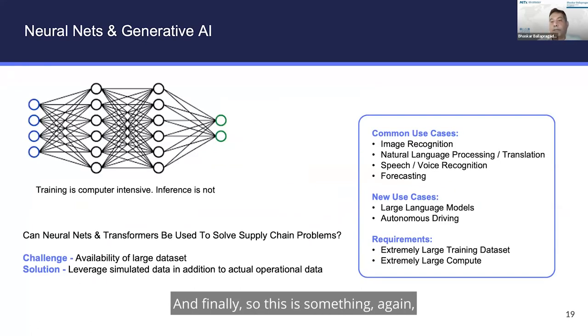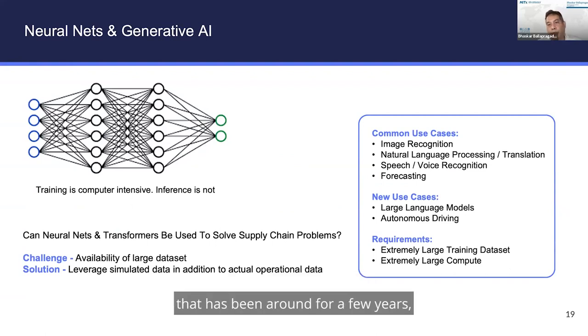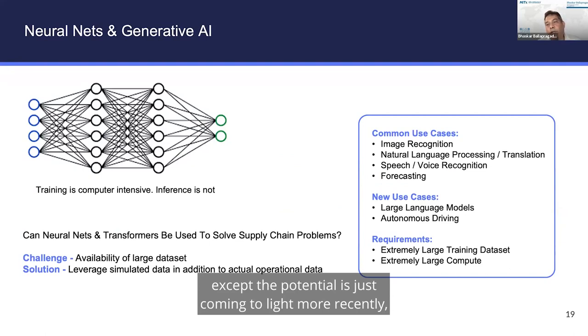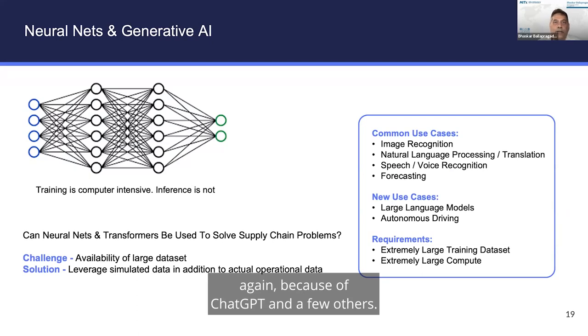And finally, this is something again, the neural networks or deep learning is something that has been around for a few years, except the potential is just coming to light more recently. Again, because of ChatGPT and a few others.